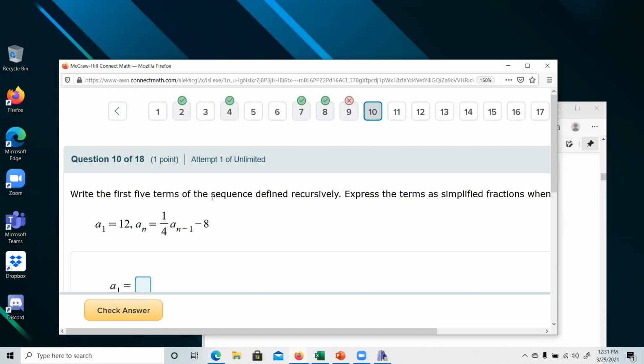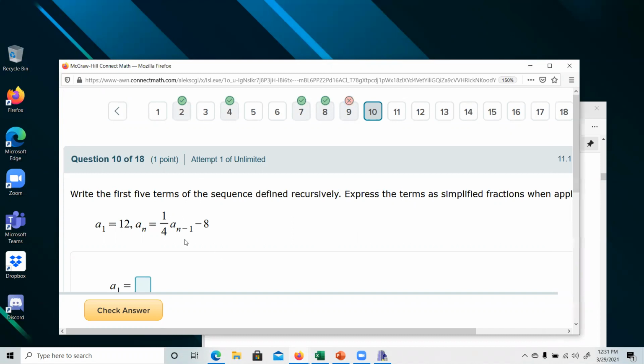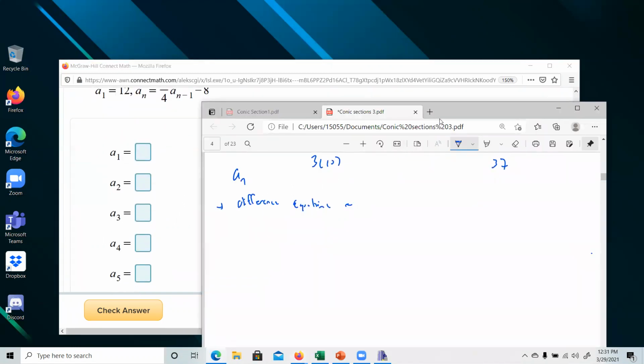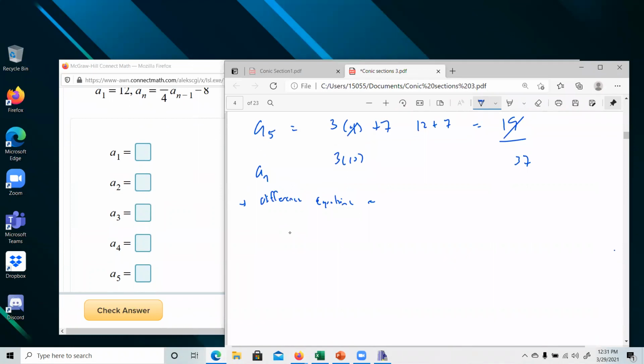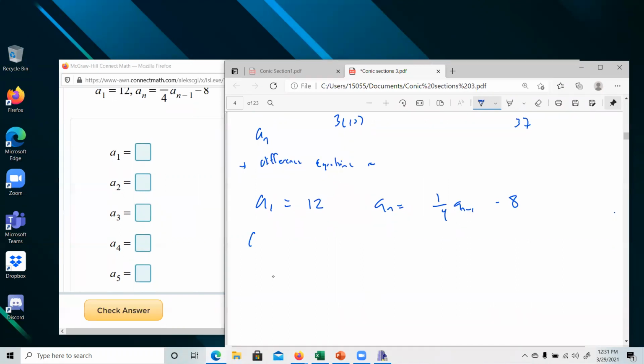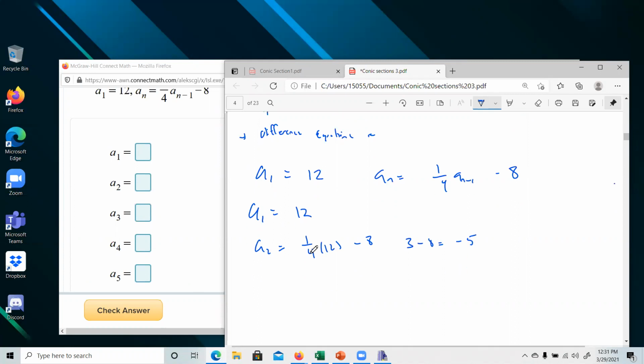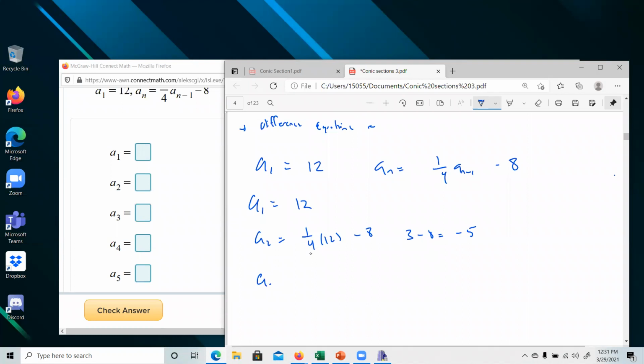So, write the first 5 terms of the sequence defined recursively. Write them as a fraction when applicable. Very good. All right, let's see if I can redeem myself here. So we're given a1 is equal to 12, and an is equal to 1/4 a(n-1) minus 8. So a1 is equal to 12, a2 is equal to 1/4 times 12 minus 8. So that's going to be 3. 3 minus 8 is minus 5. You can see where this is going to go off the rails quite quickly here.